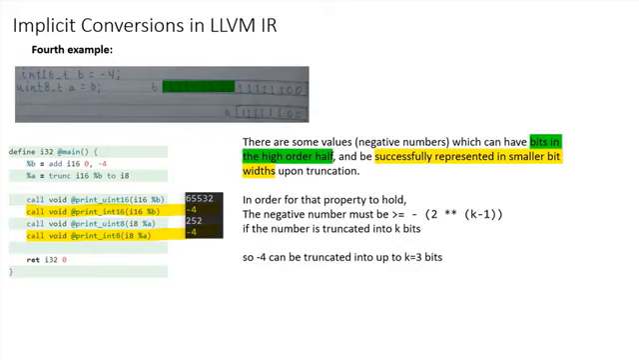In order for that property to hold, the negative number must be greater than or equal to negative 2 to the power k minus 1 if the number is truncated into k bits. So -4 can be truncated into up to k equals 3 bits and maintain its same value, because this bit right here represents a contribution of 2 to the -4th power in a negative number.